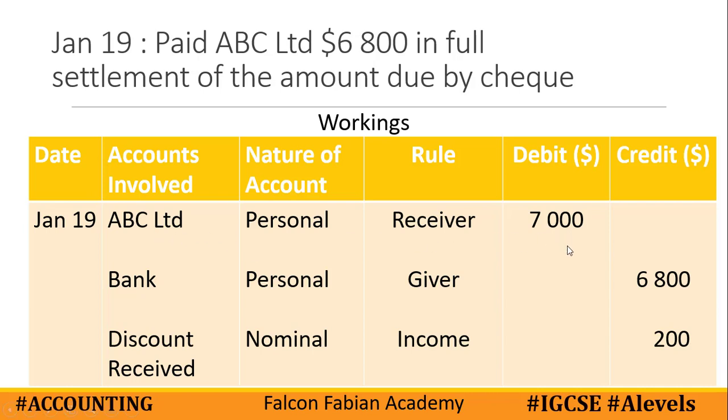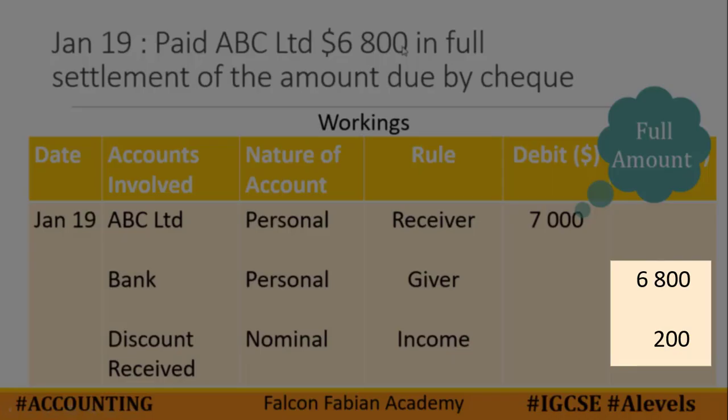Now here you need to remember, though we are paying 6,800 to ABC Limited, we will write the full amount. Why? Because ABC Limited had agreed for full settlement, and whenever it is full settlement you write the full amount, and not the amount that is paid to ABC Limited. So full settlement means the amount that is paid plus discount.